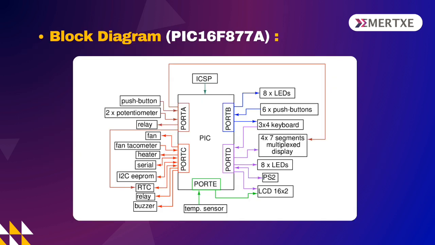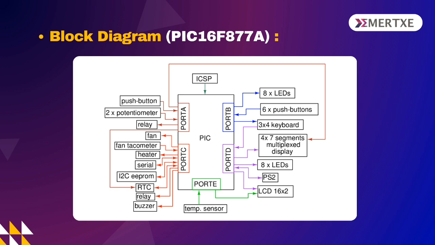As you can see here, this is the block diagram of the PIC16F877A microcontroller with 5 ports: Port A, Port B, Port C, Port D and Port E. Port A is connected to push button, potentiometer, relays, 4x7 segment multiplexed display, RTCs. Port B is connected to 8 LEDs, 6 push buttons, 3x4 keyboard.